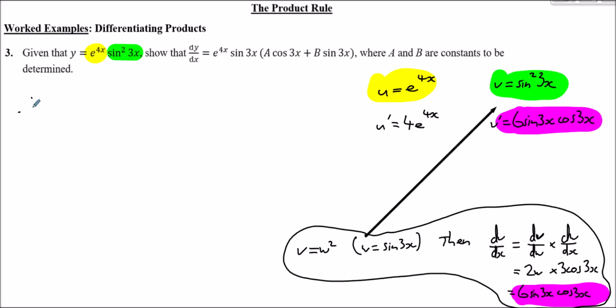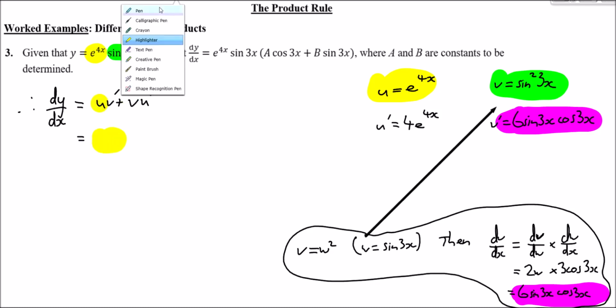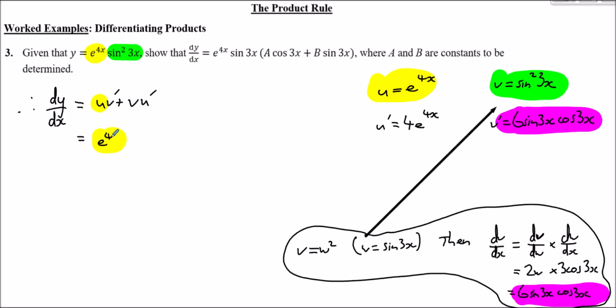So, therefore, dy by dx equals u v dashed plus v u dashed. So u is e to the 4x, so e to the 4x multiplied by v dashed, which of course is this awkward thing here, 6 sine 3x times cosine 3x.